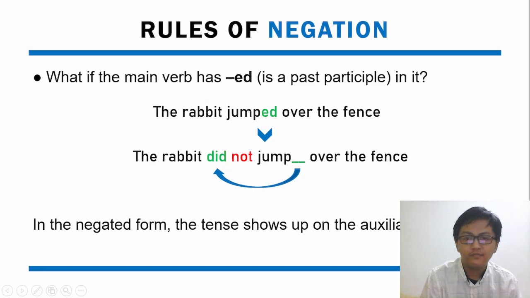In the negative form, the tense shows up on the auxiliary. What we know from this is that tense moves from the main verb to the auxiliary verb.